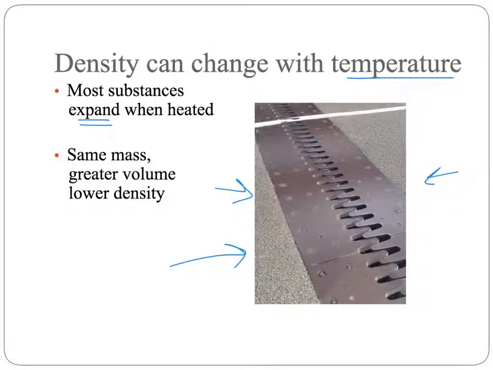So you have the same mass. The road is not changing in its mass. It's not getting any more substance or stuff in it, but it's taking up more space, so it has greater volume. And actually, overall, your road has a lower density when it's really hot.